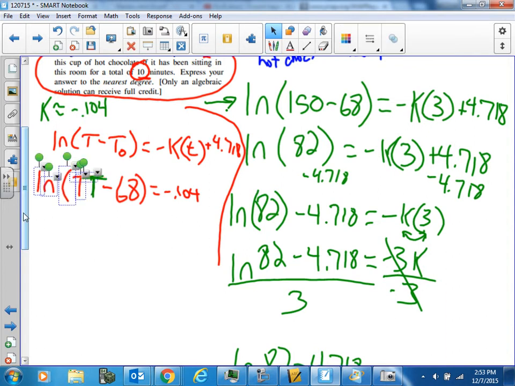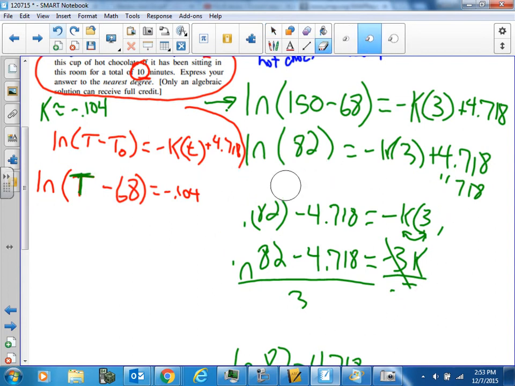Move this over a little bit. Okay. Well, I'm going to have to erase some, so hopefully you have this down.